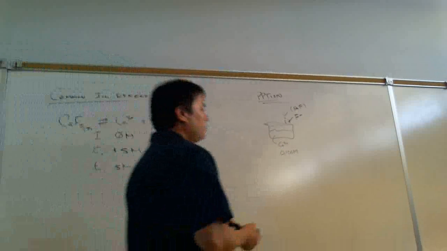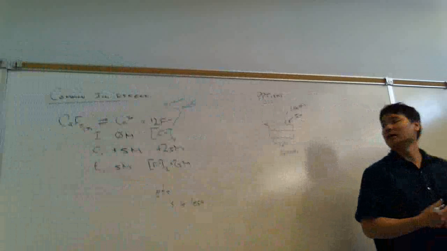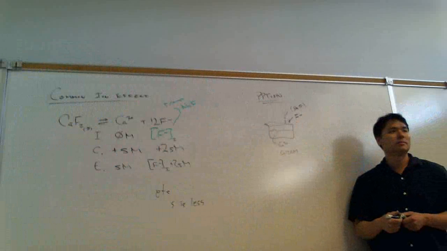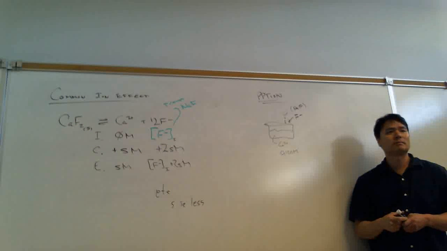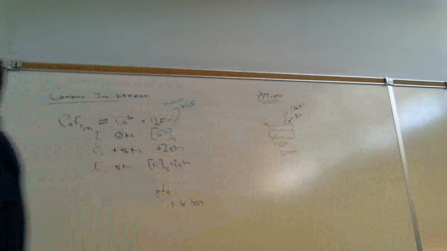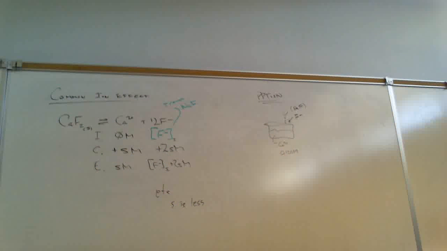And so how would we do this? We just keep adding, right? Keep adding fluoride to precipitate out the calcium. That's it. Simple as that. And so we just did that, but sometimes you have to worry about this happening.